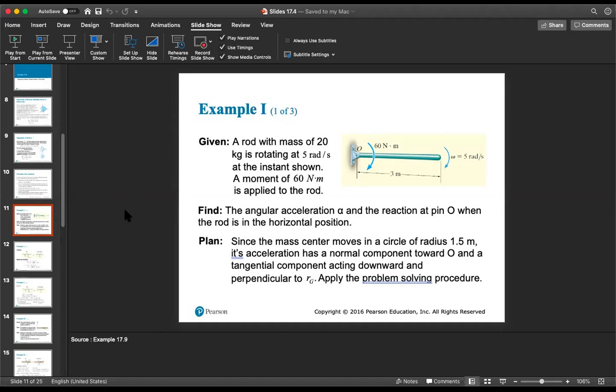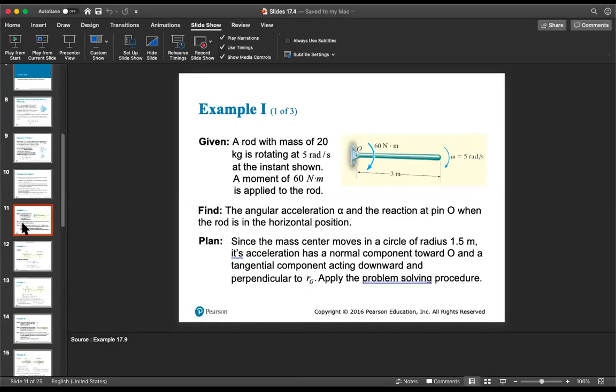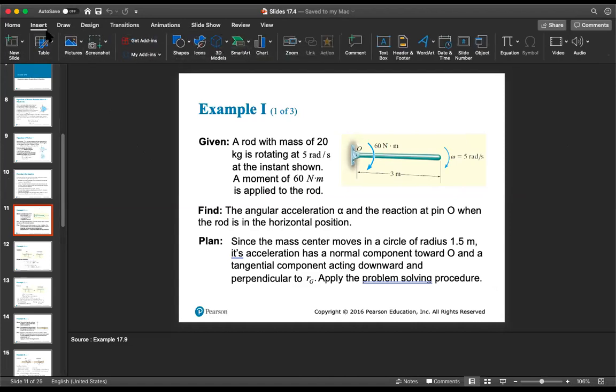And I'm going to insert, sorry, struggling with getting the right window visible. There we go. Struggling with that. I want to insert a slide.